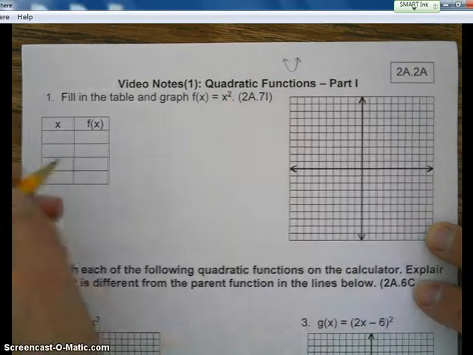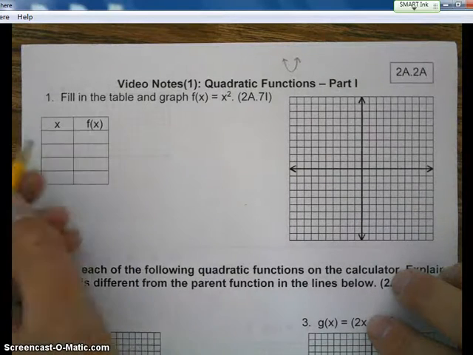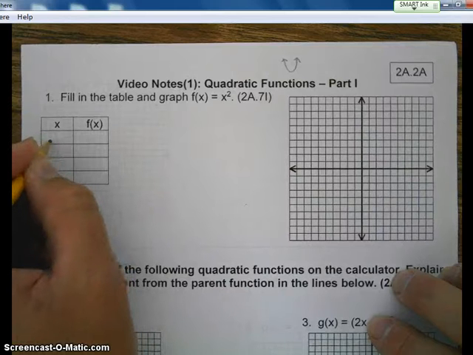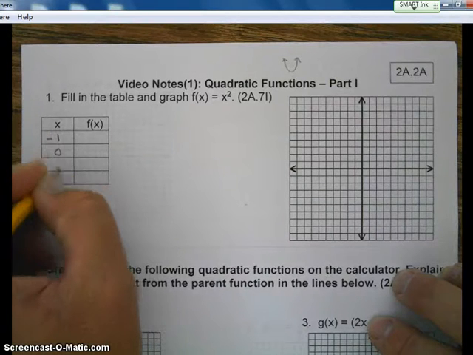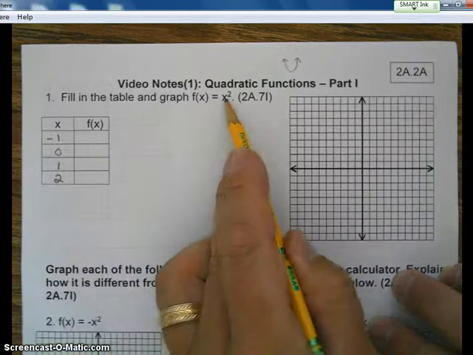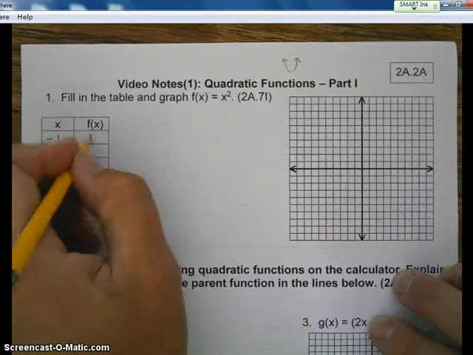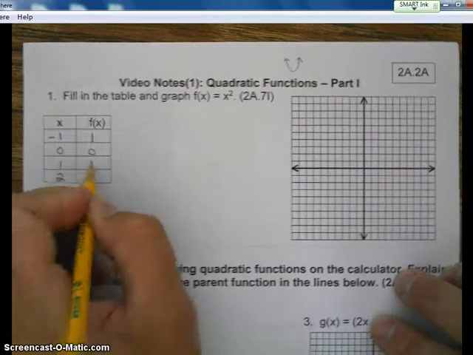Okay, so let's fill in the table first of all. Let's go ahead and fill in some negatives and some positive numbers. So let's do -1, 0, 1, and 2. Inputting our numbers into the function, we have -1 squared, 0 squared, 1 squared, and 2 squared.